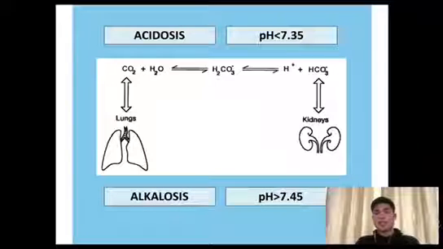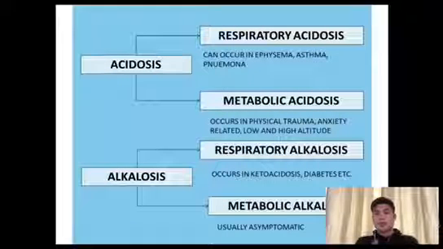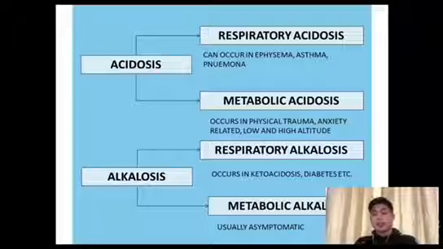Acidosis means that the pH is less than 7.35, and alkalosis means that the pH level in our blood is greater than 7.45, which is above normal. So acidosis and alkalosis can be further classified into four. The acidosis can be respiratory acidosis or metabolic acidosis, which focus on the amount of CO2 and bicarbonate in our body, and alkalosis can be respiratory alkalosis or metabolic alkalosis, which focus on the changes of hydrogen ions in our body.